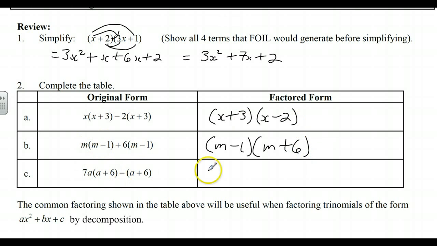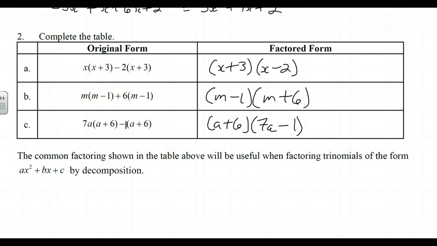And a plus 6 is the common binomial, a plus 6, and 7a minus, what do we do here? Well, you imagine there's a 1 there because you do need something there, right? So minus 1. So that's a point to note. The common factoring shown in the table above will be useful when we factor trinomials of the form ax squared plus bx plus c by decomposition.